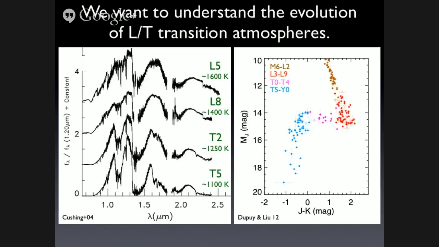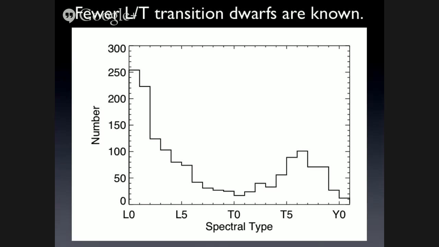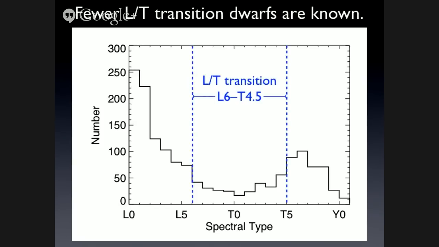A challenge we've had is that we know of relatively few LT transition objects. So there's the cloudy clearing glare. We know of relatively few of these objects. This is a census as of January of this year, and you can see relatively few LT transition objects compared to the earlier and later types. There are a couple of effects in play here. One is the narrow temperature range, so objects evolve through these spectral types more rapidly, so we'd expect somewhat fewer of them. But there is a selection effect.